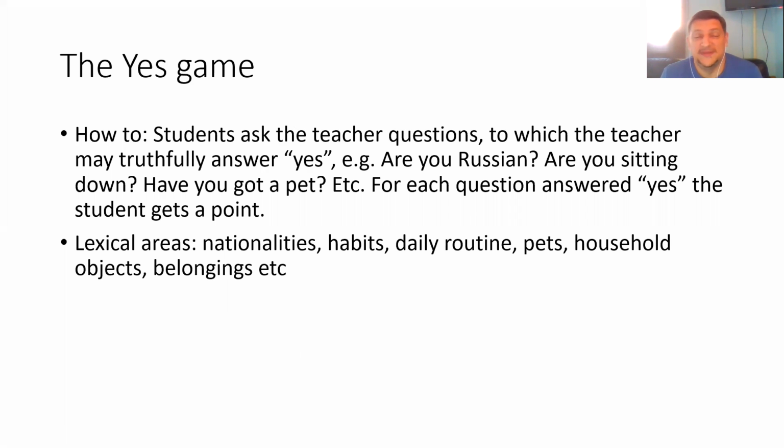This one is probably the easiest one. It can be used with beginners or false beginners, and it is called the yes game. And that's how you play it. Your students need to ask the teacher questions to which the teacher may truthfully answer yes. For example, are you Russian, or are you sitting down, or have you got a pet? And of course, the students will not know some of the answers. That's why if the teacher answers yes, the student gets 1 point for this question. If the teacher says no, the student doesn't get a point.